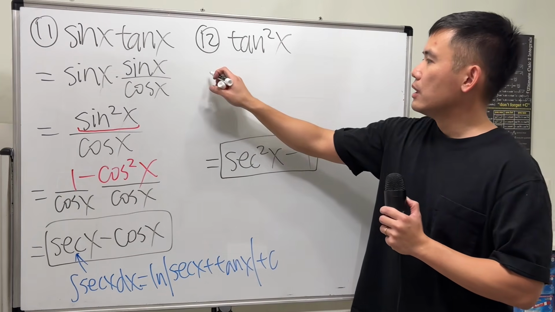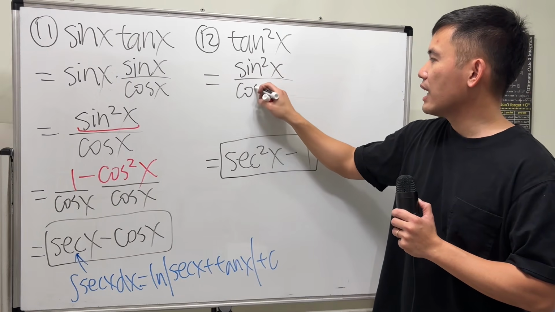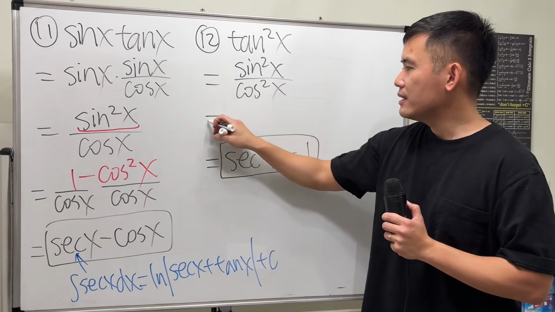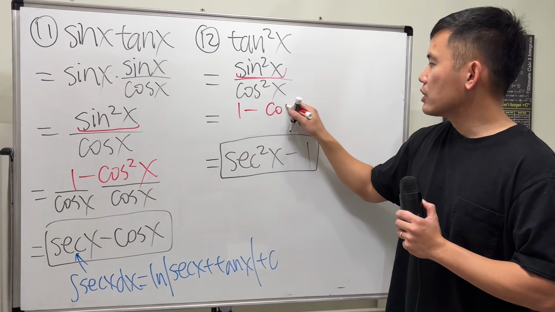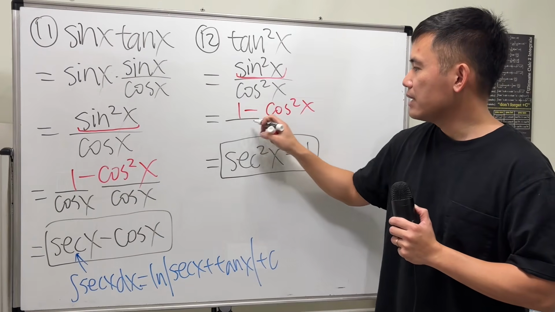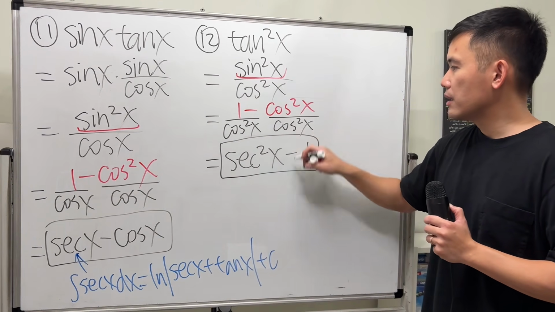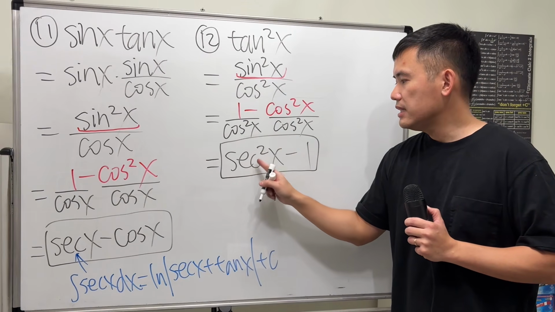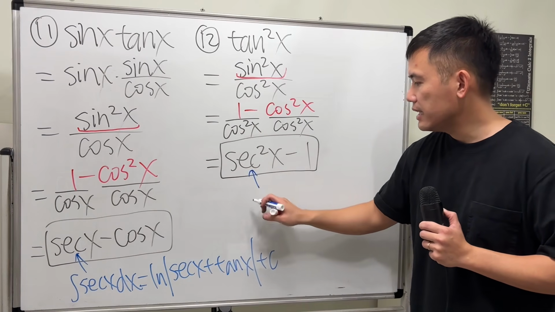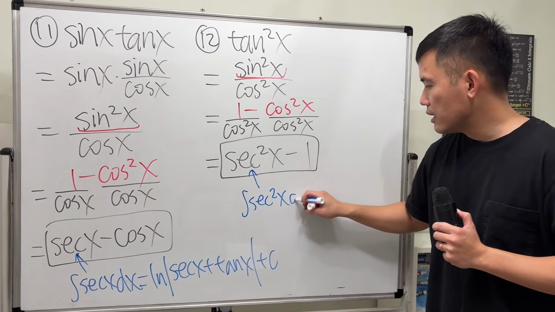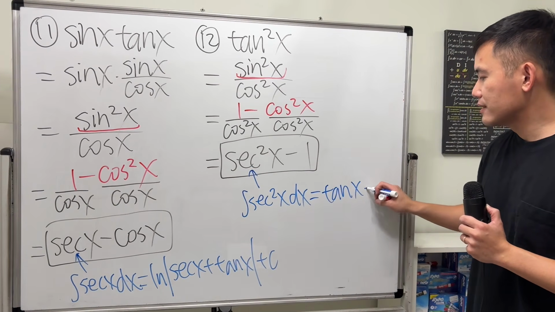Now to see why, you can first write this as sine squared x over cosine square x. And then it's kind of similar. The top right here is 1 minus cosine square x. This time we're dividing by cosine square x, and then right here do the same thing. This right here gives us secant square x. This right here gives us the 1. And remember, when we integrate secant square x, you ask yourself, the derivative of what function will give you that, which is tangent x.